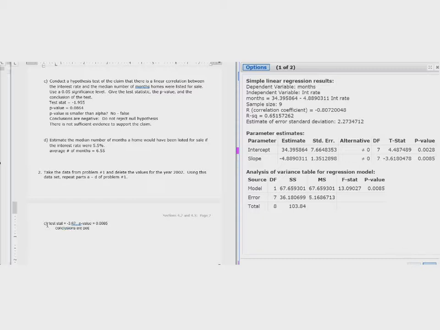are going to be positive. Again, we're comparing our p-value of 0.0085 to our significance level, which was 0.05. This time the p-value is smaller than the alpha. So we have a true statement, which means our conclusions are positive. That means that we do reject the null hypothesis, and we'd say there is sufficient evidence of a linear correlation.